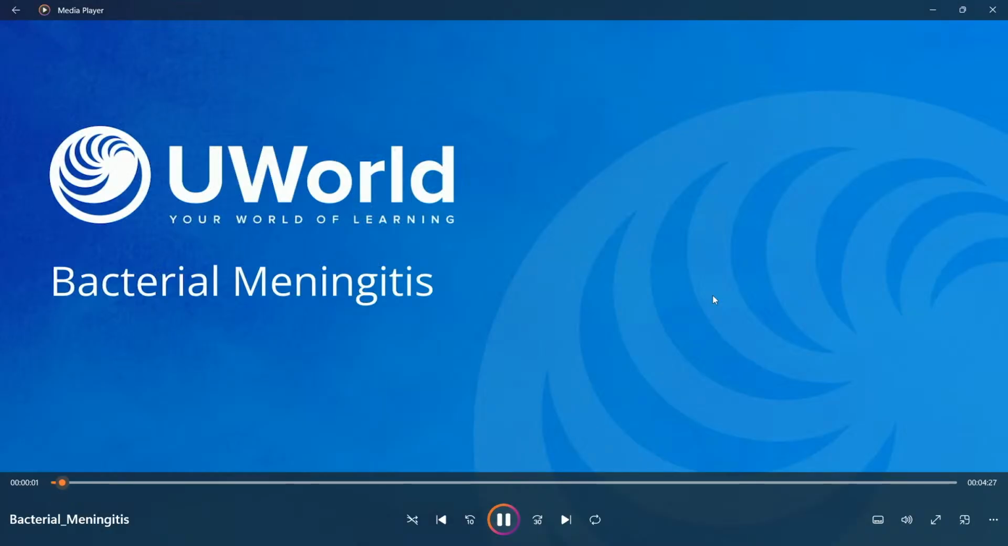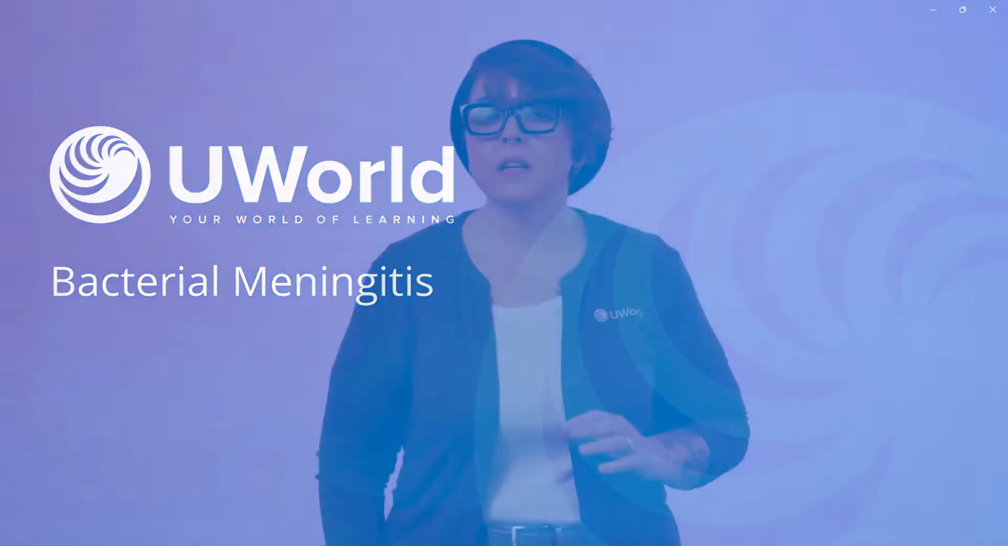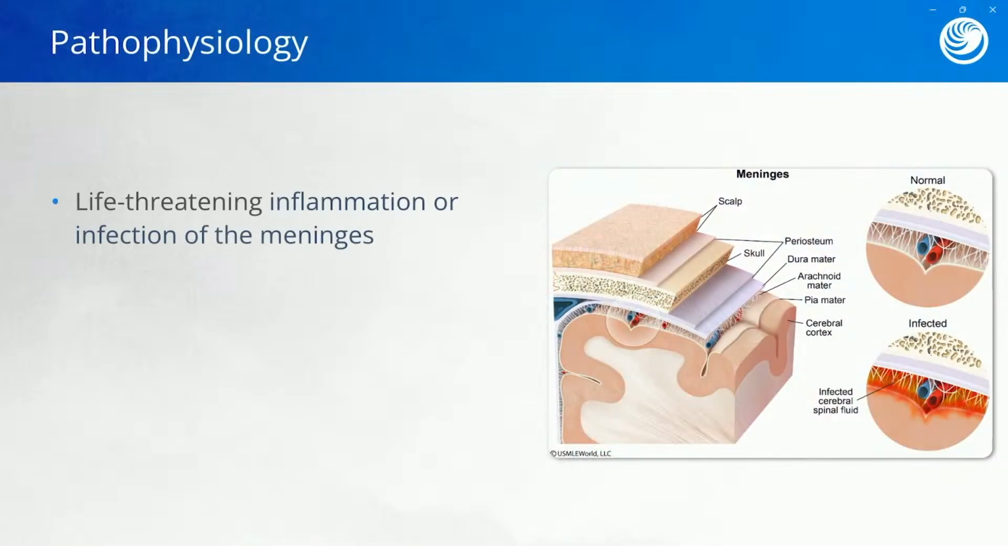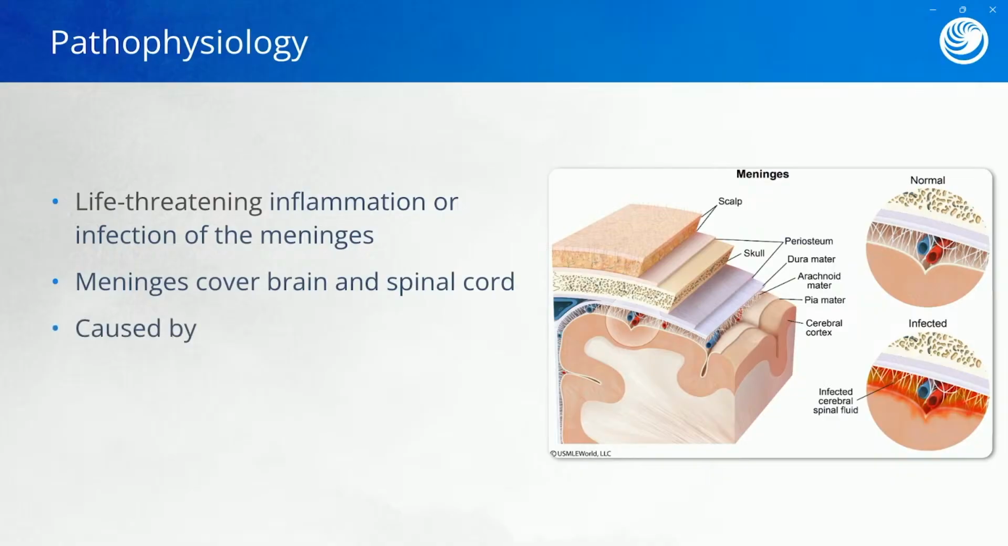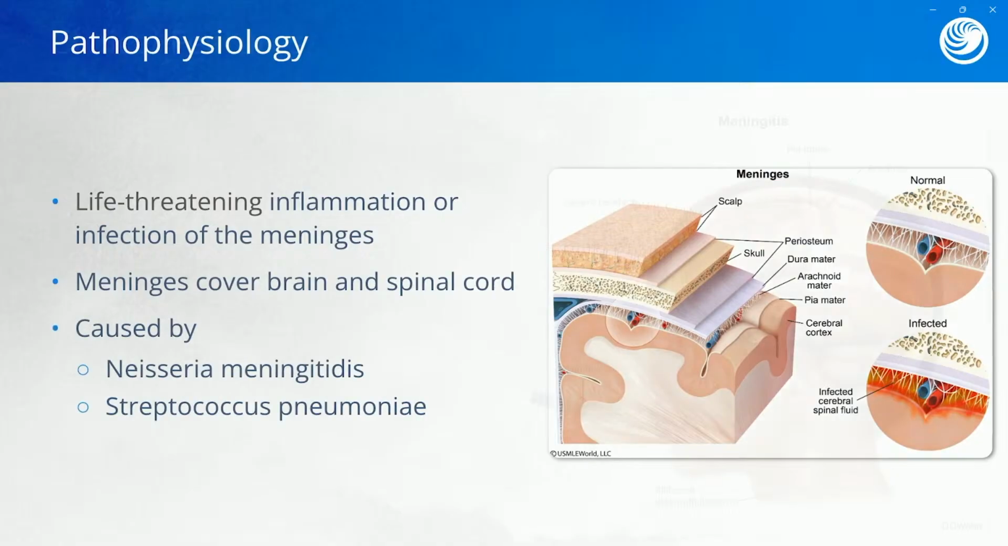This lesson is about bacterial meningitis. Let's talk about the pathophysiology. Bacterial meningitis is life-threatening, and it's inflammation or infection of the meninges, which is that covering over your brain or spinal cord. Think of it kind of like plastic wrap that you would put on the leftovers of your food. It's going to hold everything tight and keep everything together where it's supposed to be, no spills. Typically, meningitis is caused by Neisseria or Strep pneumoniae.